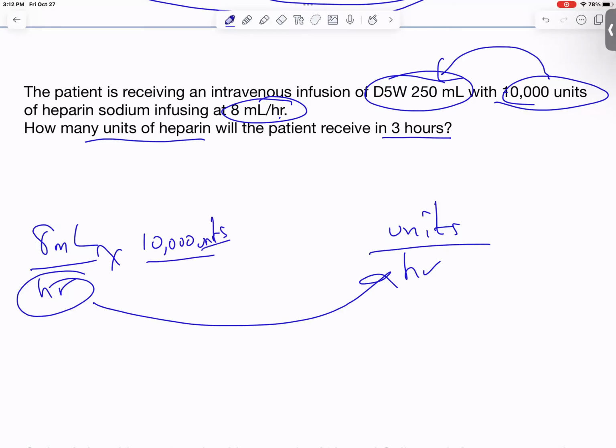This is where you've got to be careful with your zeros too, with your units. 10,000 units and 250 milliliters. This gets rid of my milliliters, and then it leaves me units over hour. So when I solve, it'll give me 80,000 over 250.